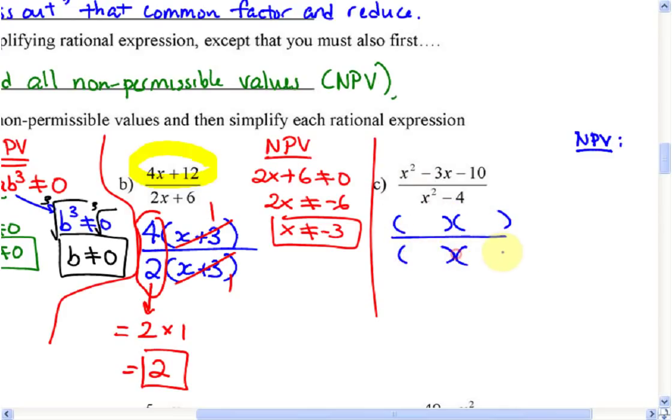Can someone help me with the numerator here? x squared minus 3x minus 10. Right, you want two numbers that multiply to negative 10, those same two numbers that add to negative 3.